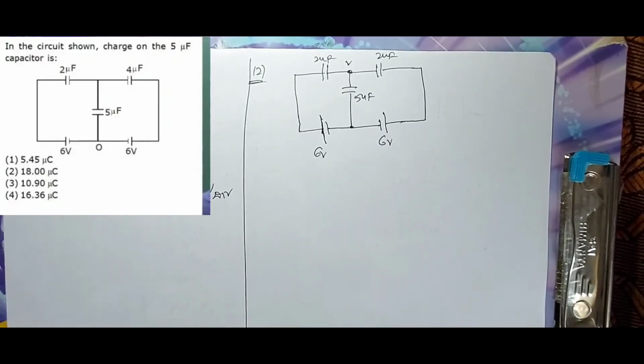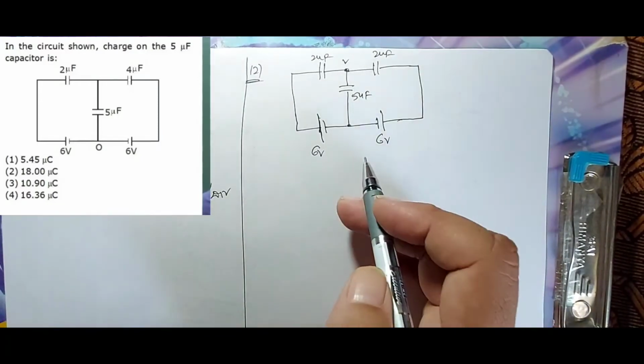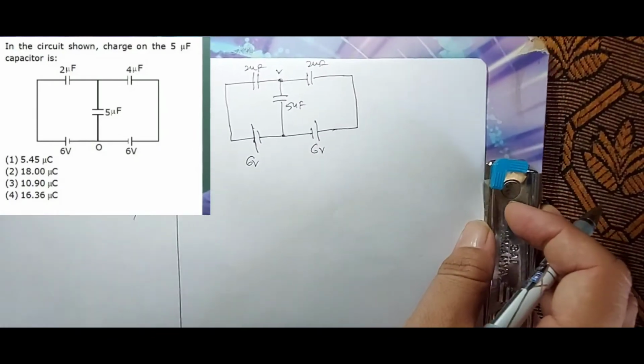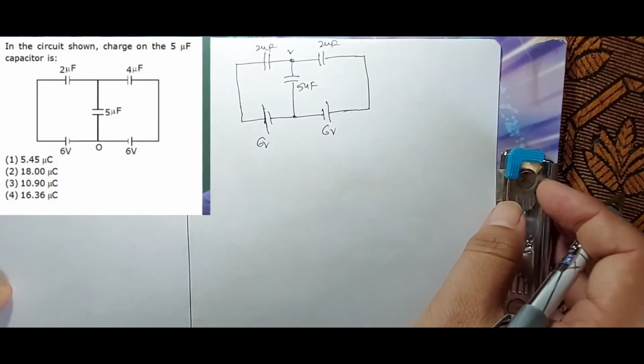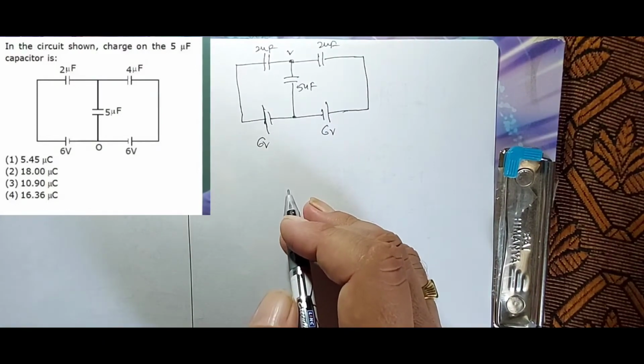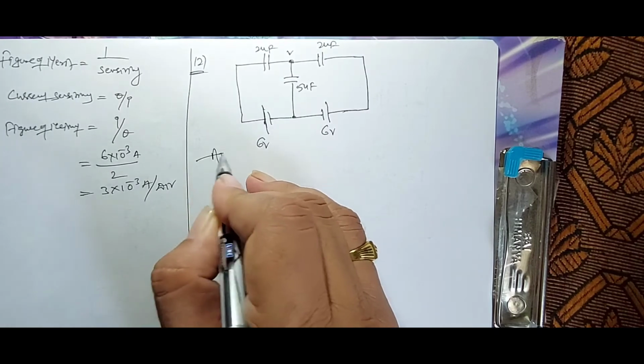So, in the given circuit shown, charge on the 5 microfarad capacitor is? You want to find out the charge on the 5 microfarad capacitor. We can easily solve this problem by applying KCL.